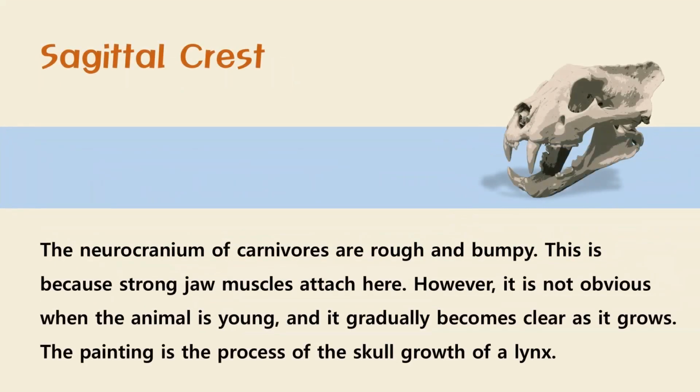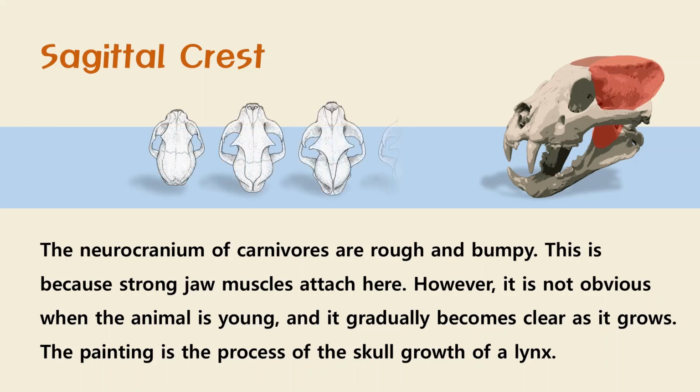Sagittal crest. The neurocranium of carnivores is rough and bumpy. This is because strong jaw muscles attach here. However, it is not obvious when the animal is young, and it gradually becomes clear as it grows. The painting shows the process of the skull growth of a lynx.